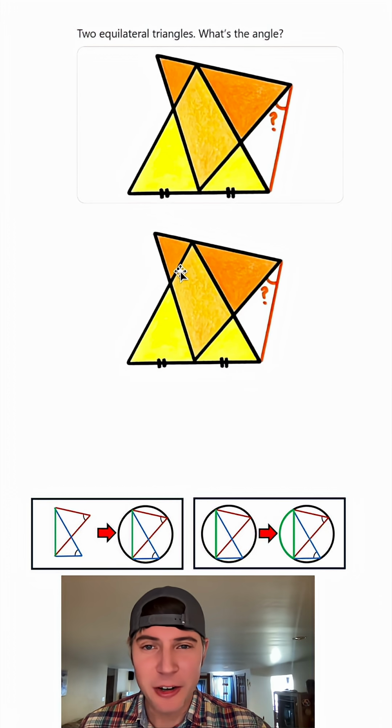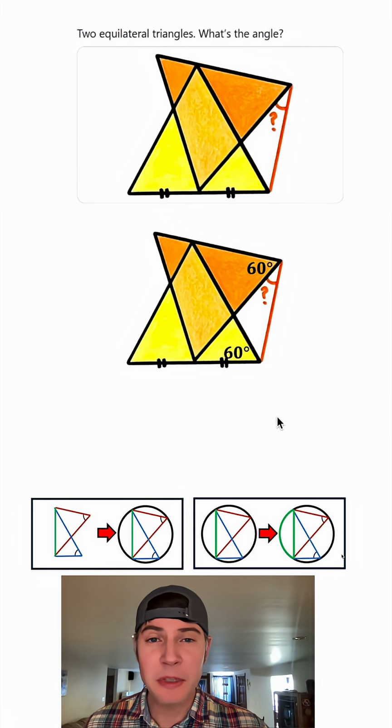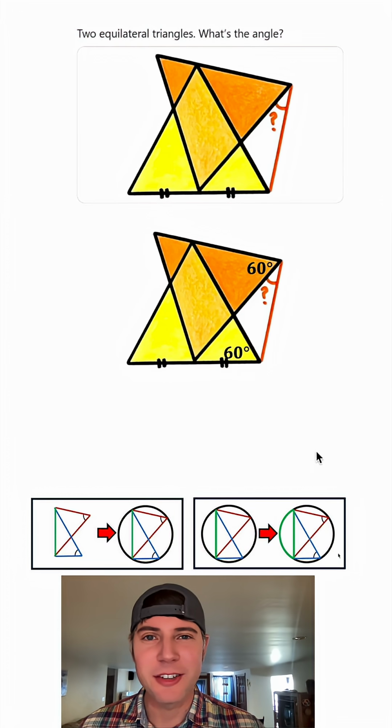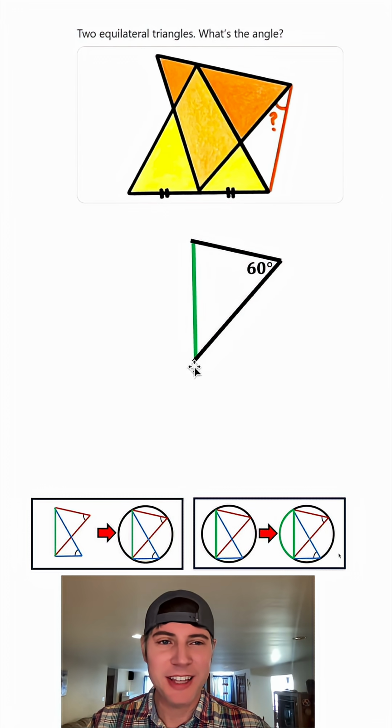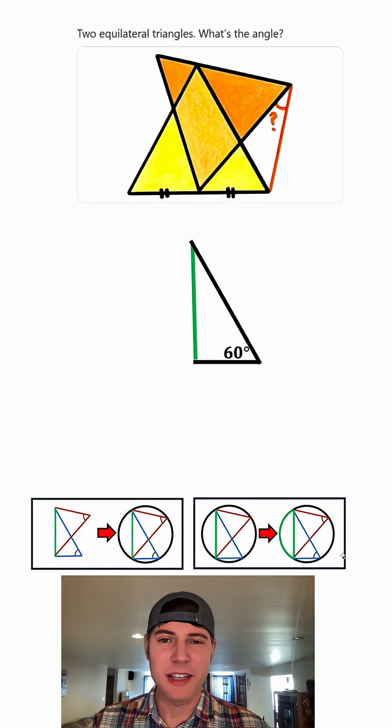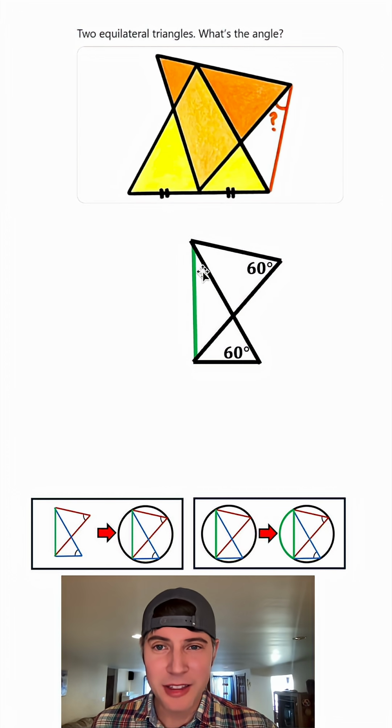Since these are equilateral triangles, we know that all the angles within the triangles are 60 degrees. I'm specifically interested in these two angles. And next, let's connect the segment from here to here. This angle subtends that segment, and this angle subtends that segment. Both of these angles subtend the same segment.